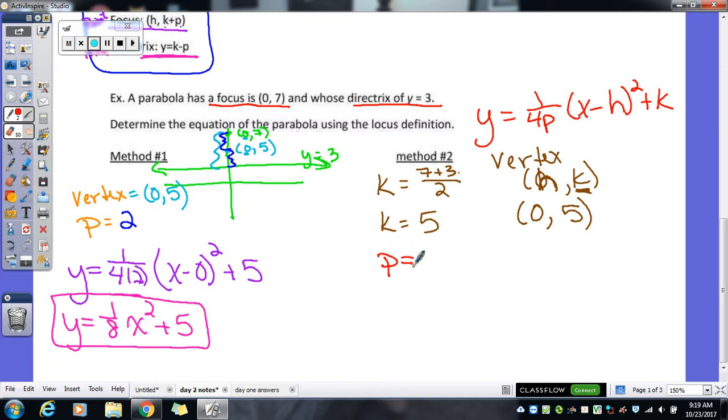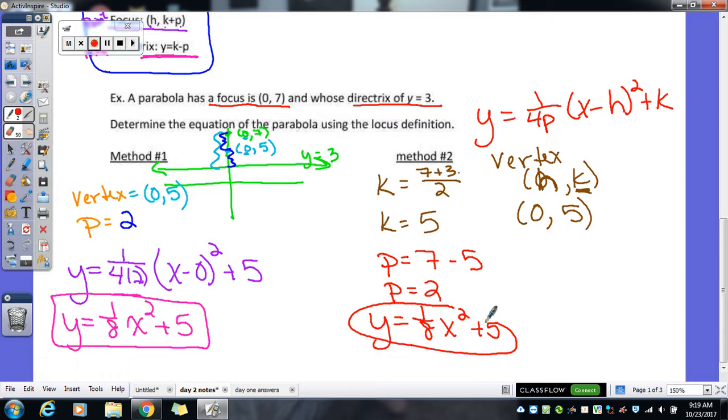Your p value would be your focus minus your vertex value that we got, so our 7 minus 5, so you'd get your p is 2. So then again, you would still fill it in, you would get the same equation. So you can either make yourself the picture, which personally I'm kind of a big fan of the picture because I've always been a visual learner my whole life, or you could actually do the algebra out on the side. So whichever way you guys prefer.